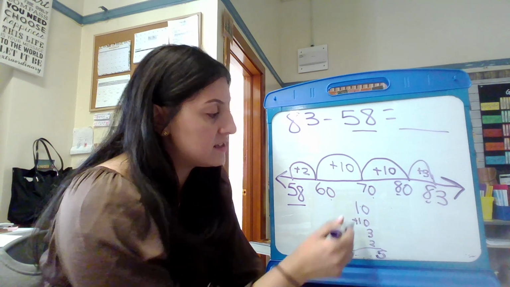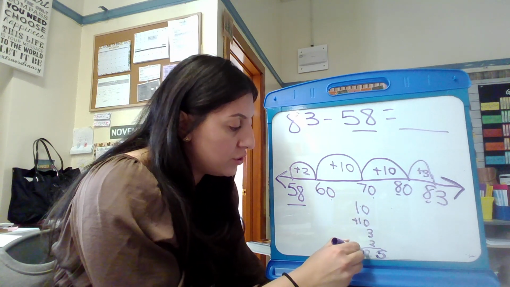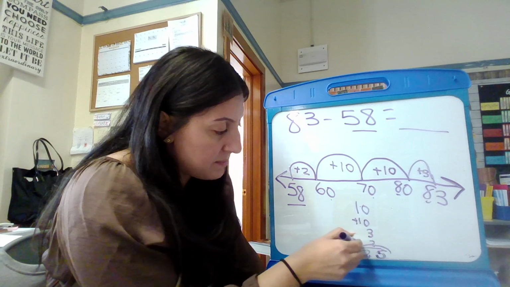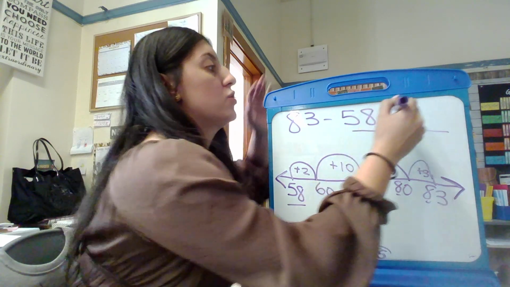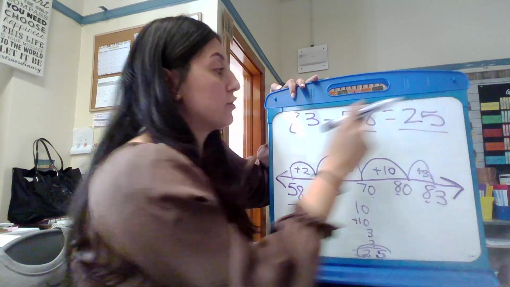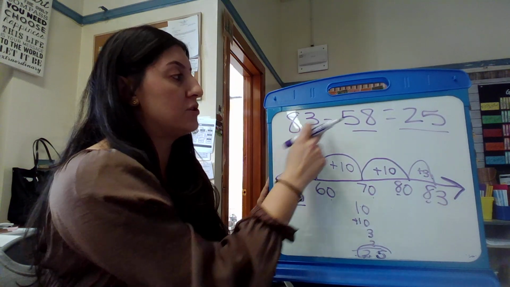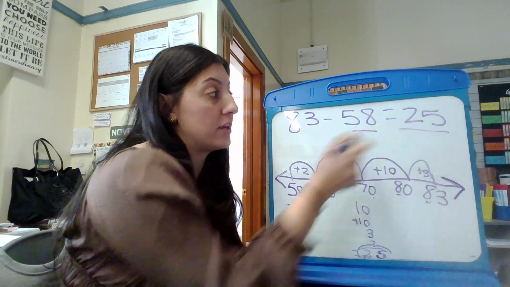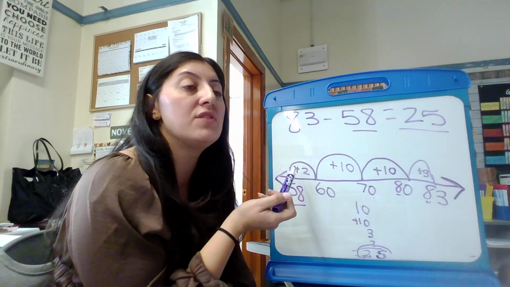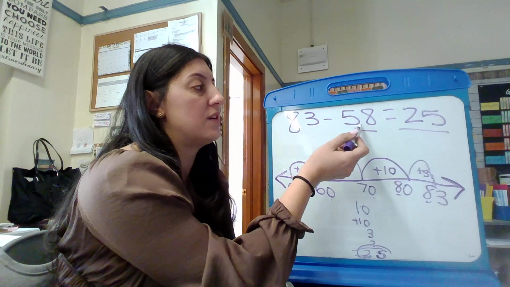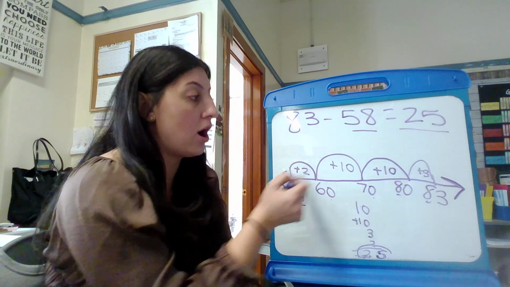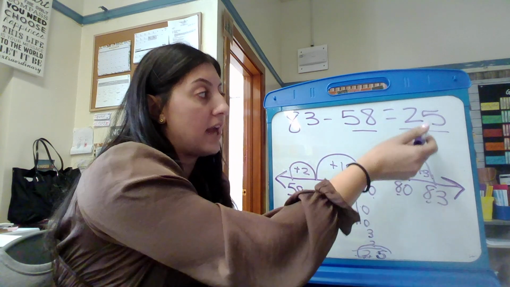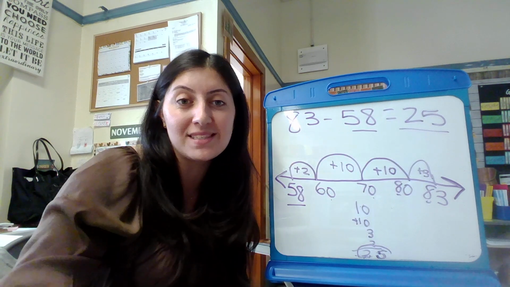Then I come over to the tens column. 1 plus 1 I know is 2. So this is my final answer. 25. There are 25 numbers between 58 and 83. That is the difference. So if I need to find out what 83 minus 58 is, I could add up on an open number line to get my final answer. Hope this is clear, guys.